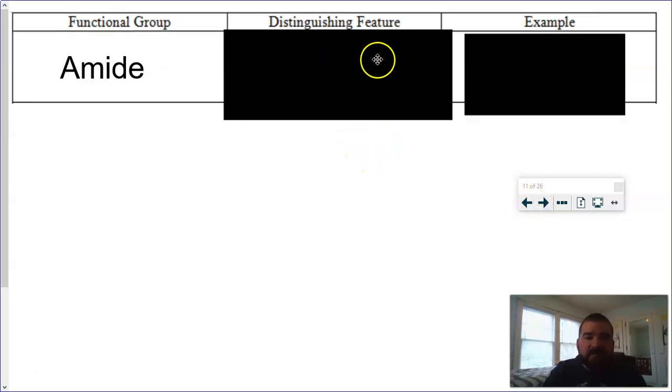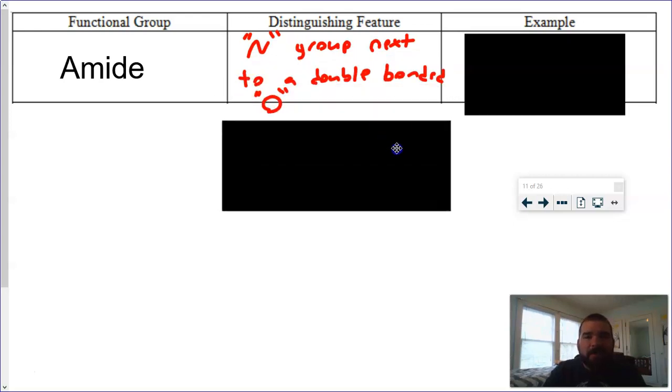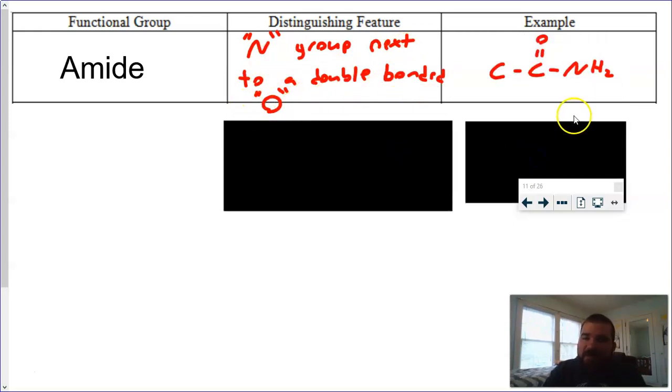Amide, or an amide, depends upon how you hear it, but we'll go amide, is a nitrogen group next to the double bonded oxygen. Something that looks like this. So I won't use amines and amides too often, but every now and then I might sprinkle them in. Here's your carbon chain, and instead of having an OH group, because we had a double bonded O with an OH group, that's called a carboxylic acid. This is just going to be a double bonded O at the end with a nitrogen group as well.